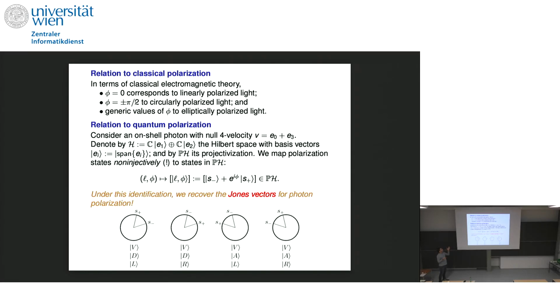How is this related to polarization in the quantum setting with our two-dimensional Hilbert space? We'll consider an on-shell photon with null 4-velocity v given by E0 plus E3, and denote by H the Hilbert space with basis vectors E1 and E2, and pH its projectivization. We map the polarization states non-injectively to states in this projectivized Hilbert space as shown here. With this identification, we recover the Jones vectors for photon polarization. So we exactly get the quantum mechanics of photon polarization from having these two spin vectors.